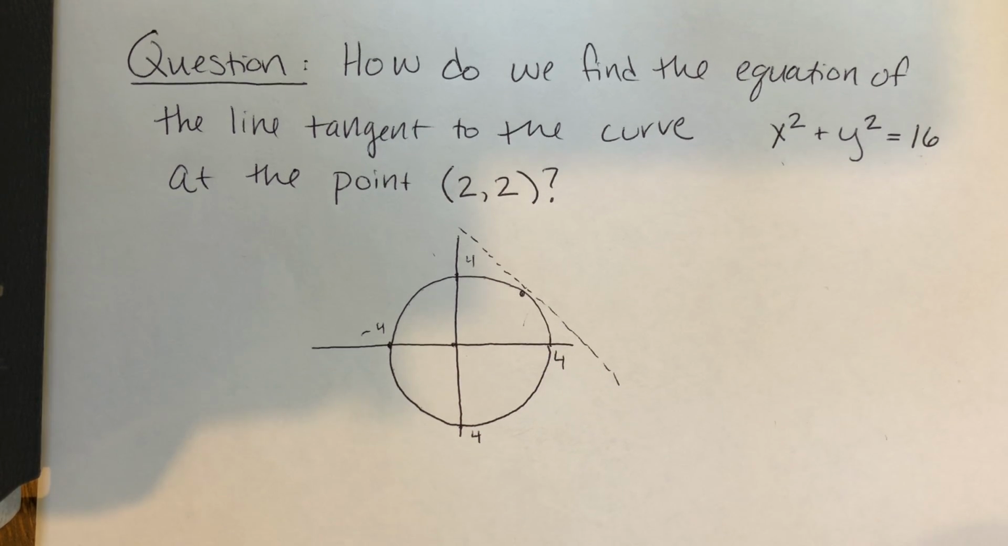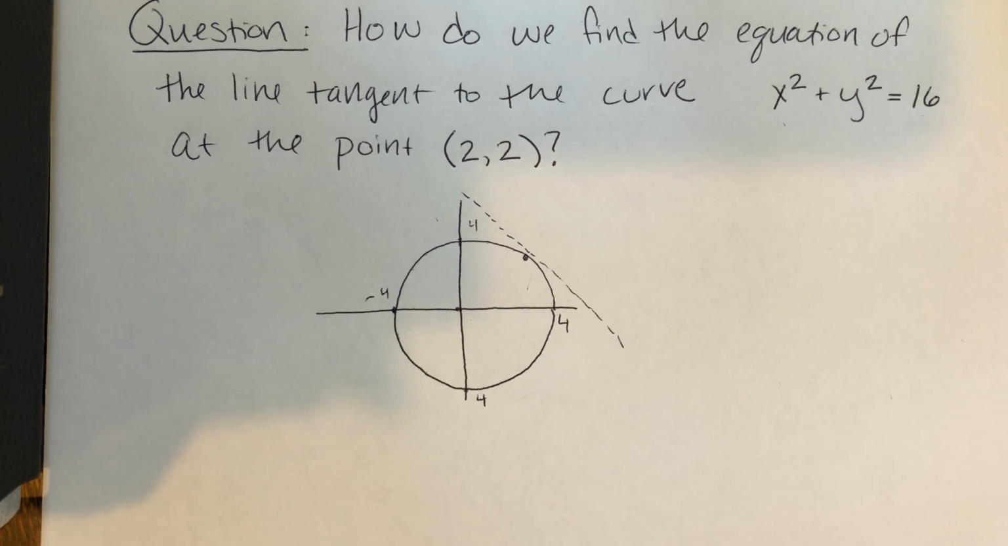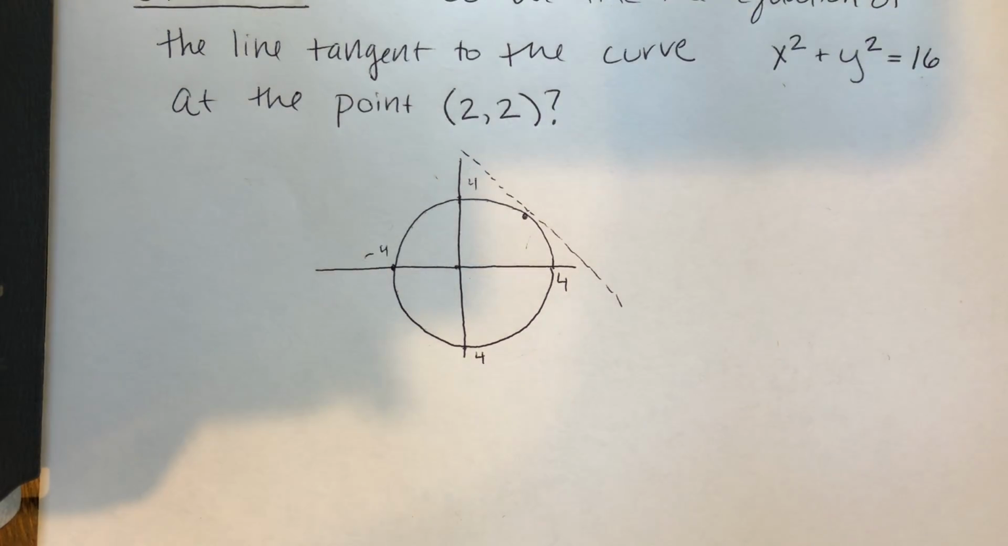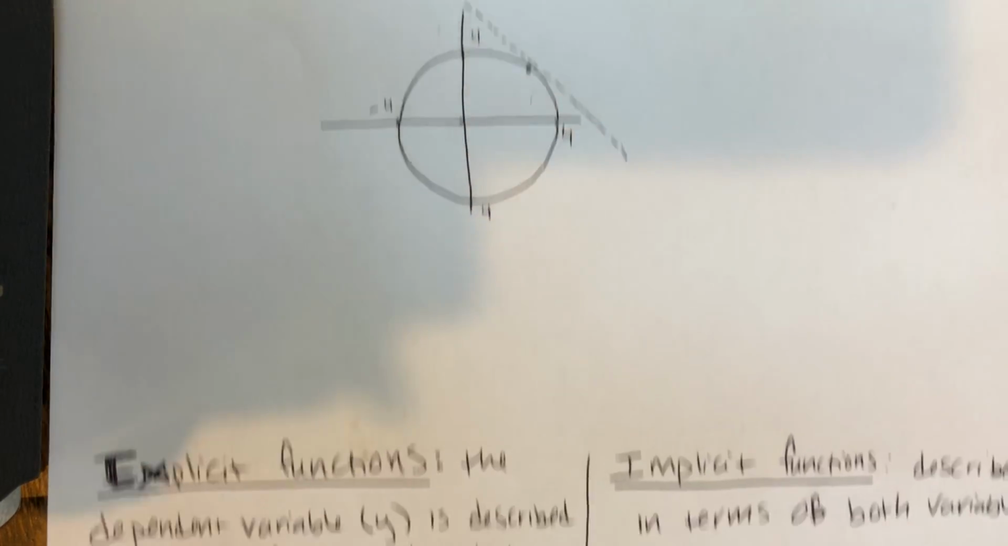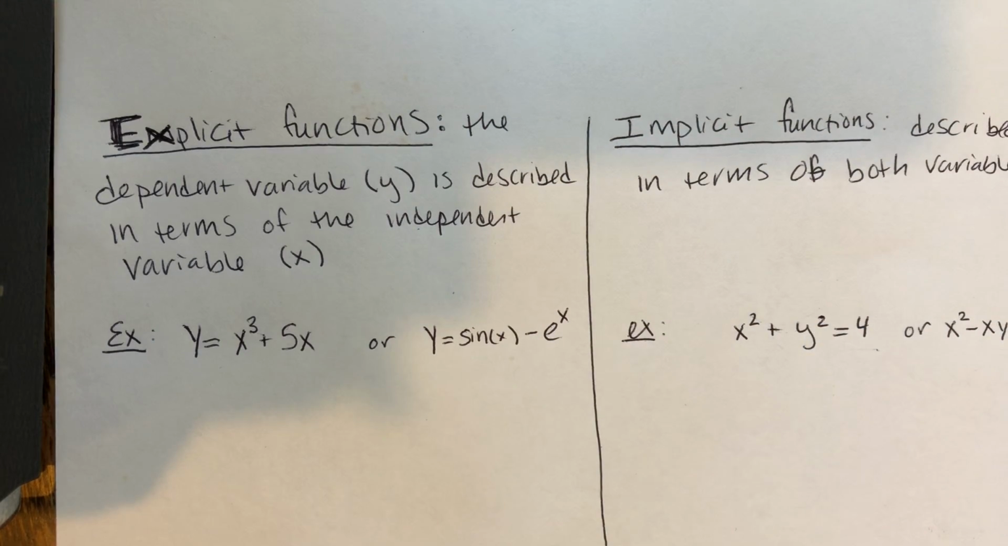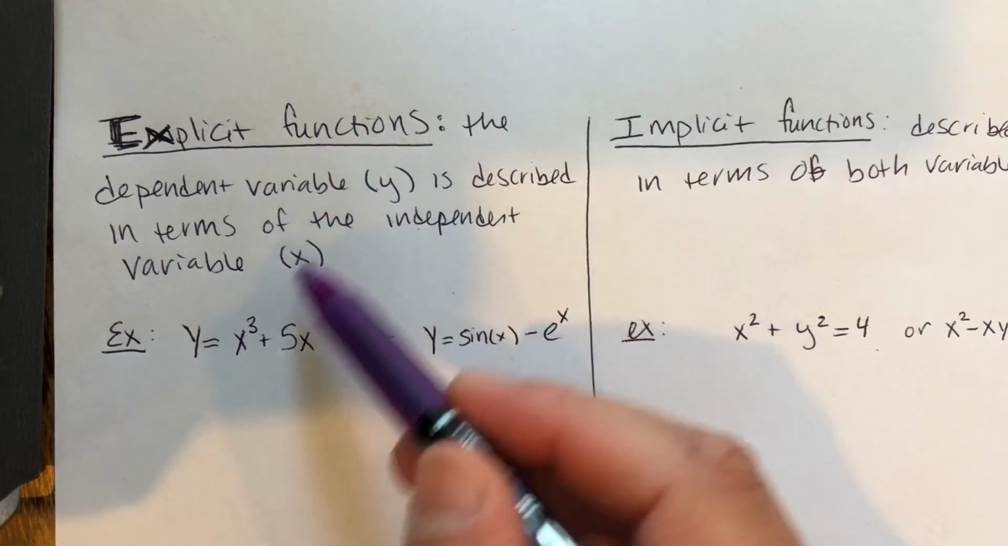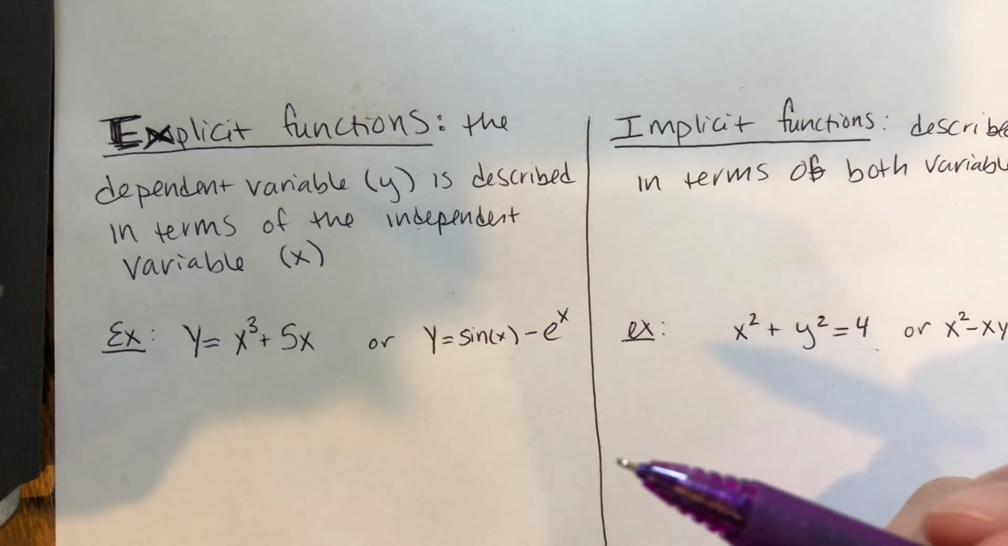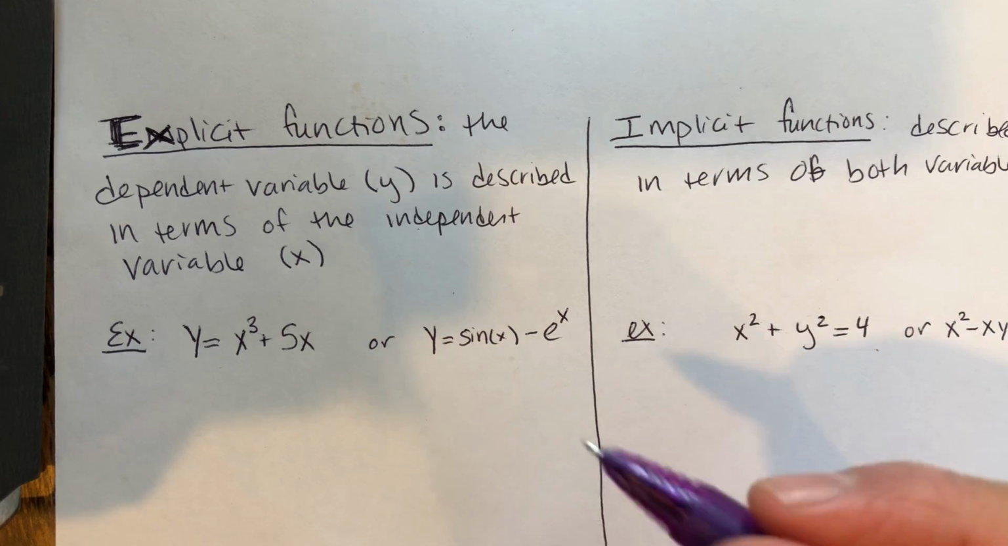Okay, so far, all of the functions we've taken derivatives of have been explicit functions. An explicit function is one in which the dependent variable y is described in terms of the independent variable x, and sometimes we change those names around, but that's all of the derivatives that we've done so far. And we know how to take these derivatives, right?